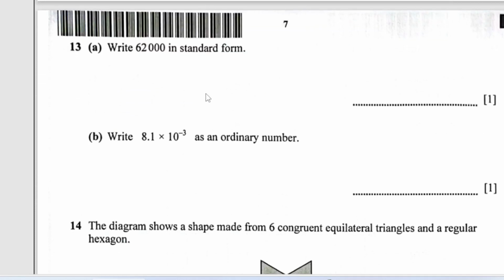Now number 13, we have to write 62,000 in standard form. So this will be 6.2 times 10 raised to power 4, as you are shifting the decimal from here 1 2 3 and 4 places. Okay, so we are just going to write down here 6.2 times 10 raised to power 4.